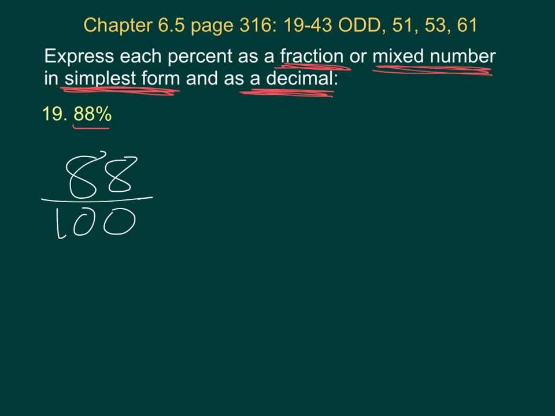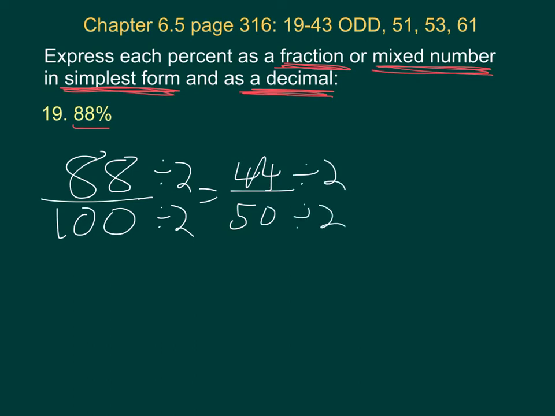Well, the first thing to do is take that 88% and convert it to a fraction over 100. But that's not in simplest form. We can definitely divide the top and the bottom by 2 and get 44 over 50. We can divide it by 2 again and get 22 over 25. We can't divide those by 2 or 3 or 4 or 5 or 6 or 7. Those are the simplest form.